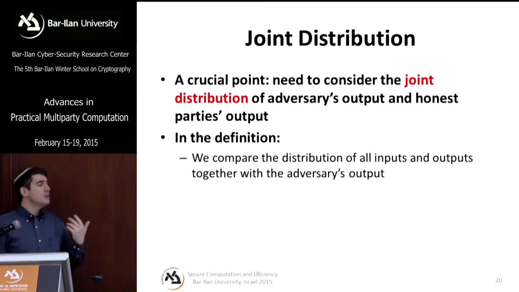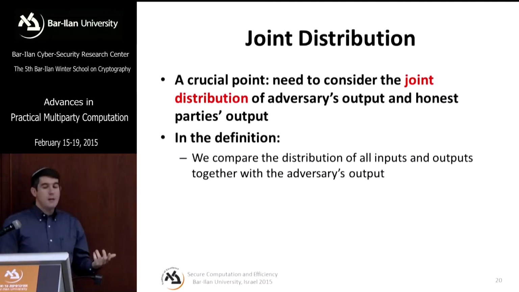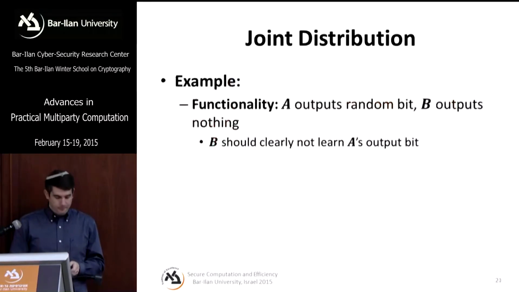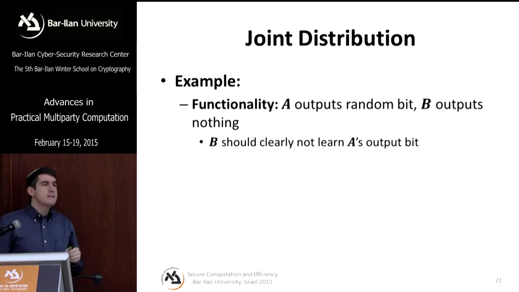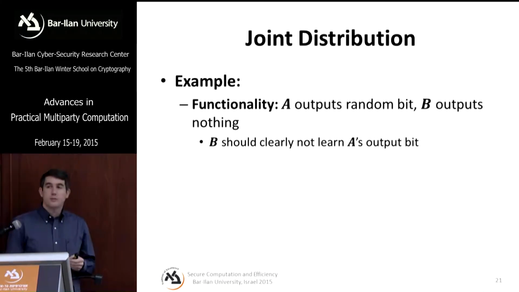We're looking at the joint distribution of the adversary's output and the honest party's output. And this is the reason why it is essential to do. It's unfortunate because it makes it harder to prove. Let's look at a functionality which is a stupid functionality. I agree, but as soon as we have the example of a stupid functionality, we can find also interesting ones, but the stupid ones are the easiest to understand. So let's look at a functionality where the first party A outputs a random bit, and the second party outputs nothing.